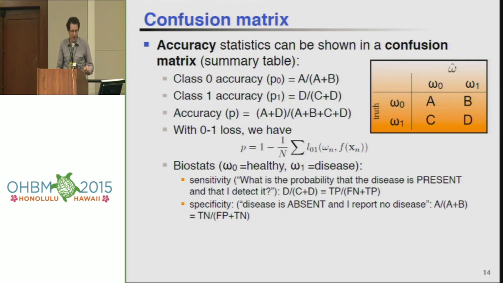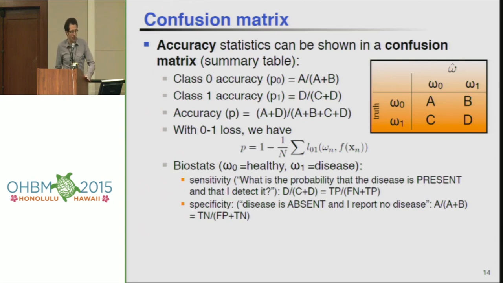The A, B, C, and D are just the counts. So A here is the number of times that indeed the class was omega 0, and my classifier guessed it correctly. The D, on the diagonal still, is the number of times the class was omega 1, and the classifier guessed also omega 1, right? It's just a count of times. If you have 100 subjects, the sum of all these numbers will be 100. So this is just the number of times that this happened over the cross-validation folds. And of course, the diagonal we want high, and the off-diagonal we want low, because the off-diagonal is the error.